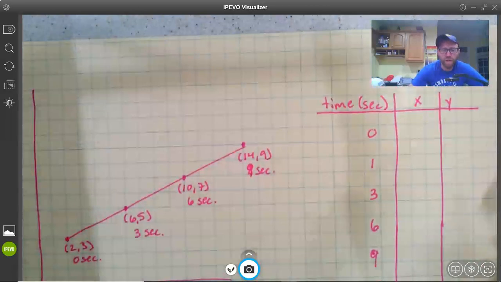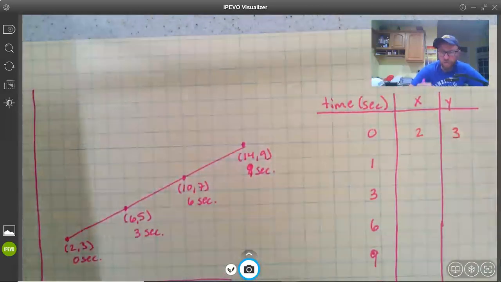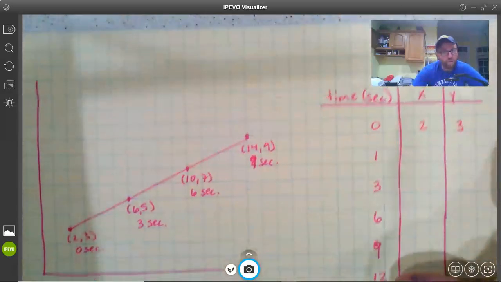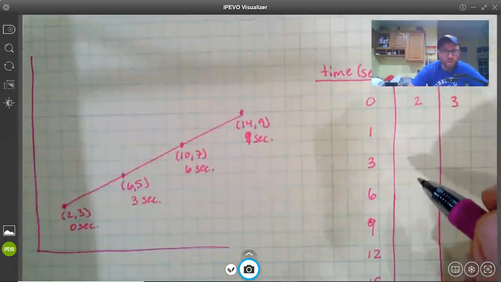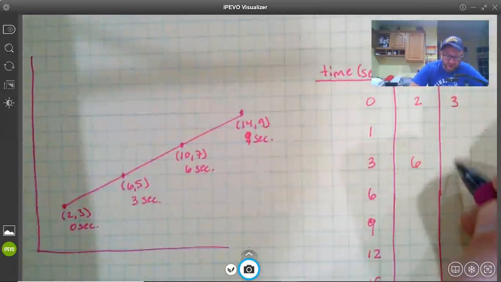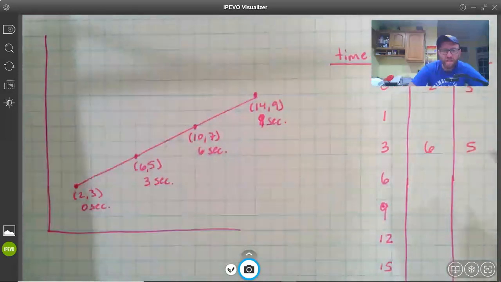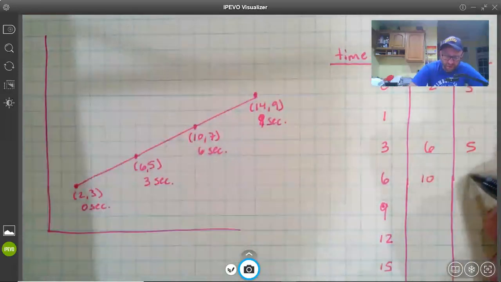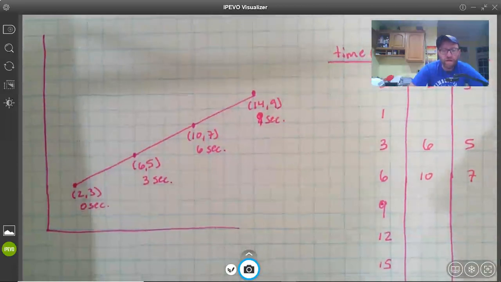So let's see. At 0 seconds, the bug is at the point (2,3). We're going to leave one open like we did before. At 3 seconds, the bug is at (6,5). At 6 seconds, the bug is at (10,7). And at 9 seconds, the bug is at (14,9).